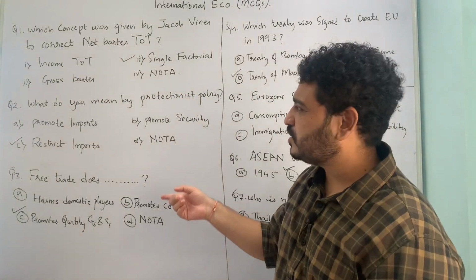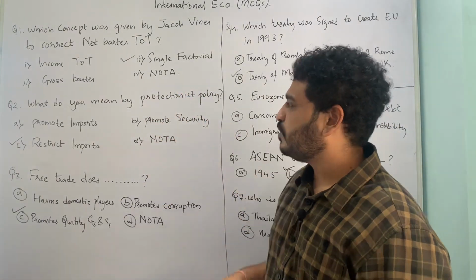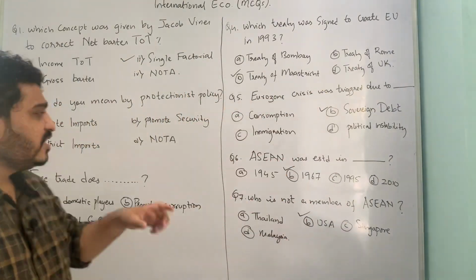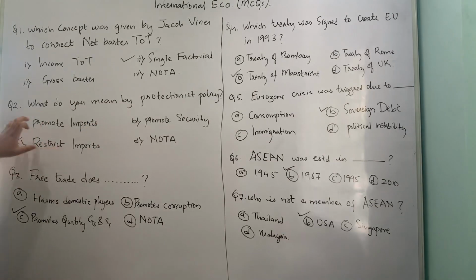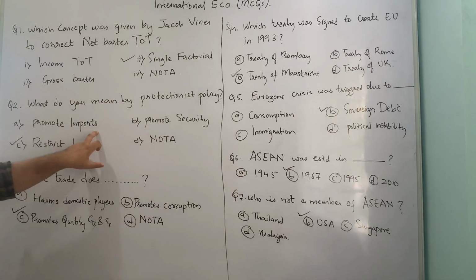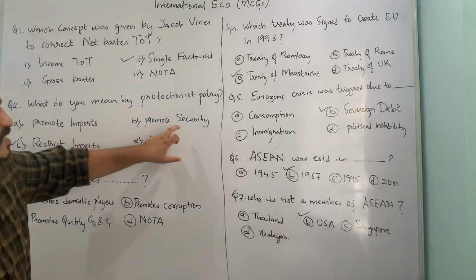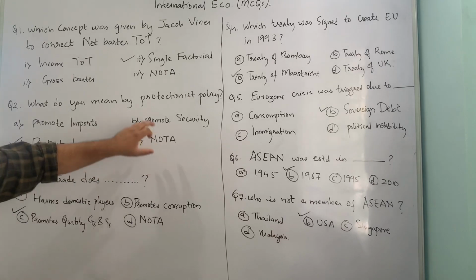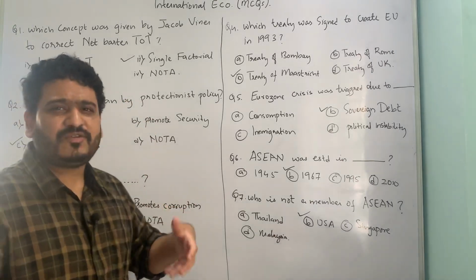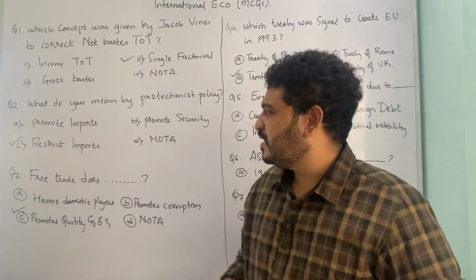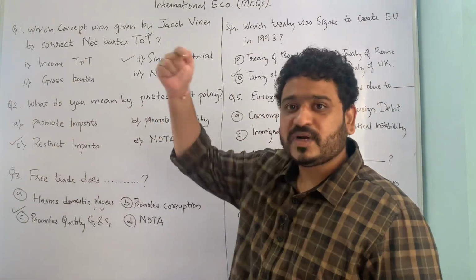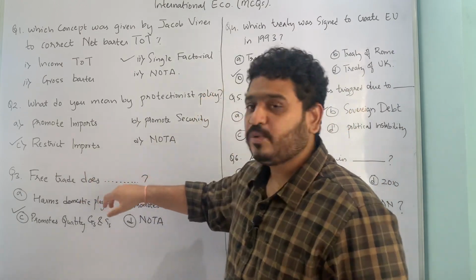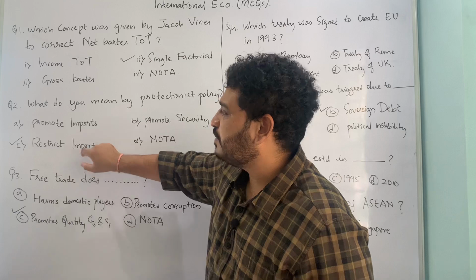Let us move to the second question: protectionist policy is dash? This kind of question might reflect in the paper. It is a policy which promotes imports, a policy which promotes security, a policy which restricts imports, or none of the above. If you know the meaning of protectionism, to protect means to restrict imports. Whatever is coming into your economy, you restrict, and make sure you do more exports. So restricting imports is the correct answer.